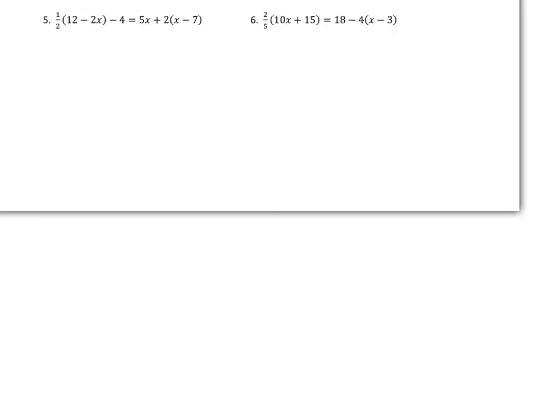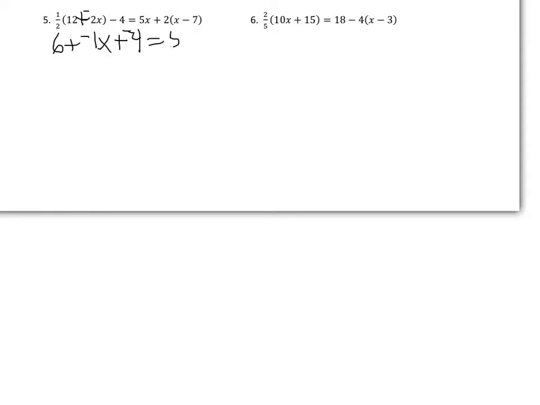All right, in example 5, we have 1/2 of (12 minus 2x) minus 4 equals 5x plus 2 times (x minus 7). We definitely have to do some simplifying on each of these sides before we can even think about moving the variable to just one side. I start with my distributive property here, and on the left-hand side, 1/2 of 12 would be 6. Now, if you wanted to change this to plus and negative, 1/2 of 2x would be a negative 1x, or negative x. Minus 4, we might want to put as plus a negative 4.